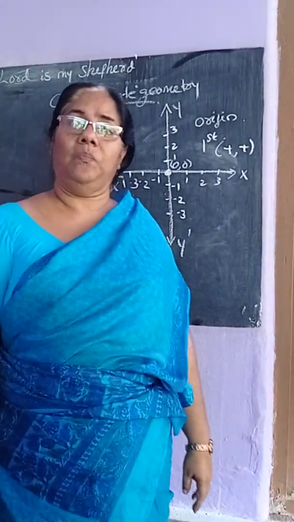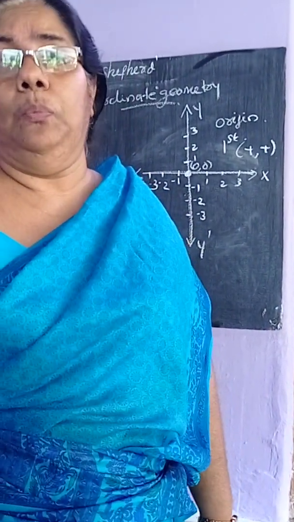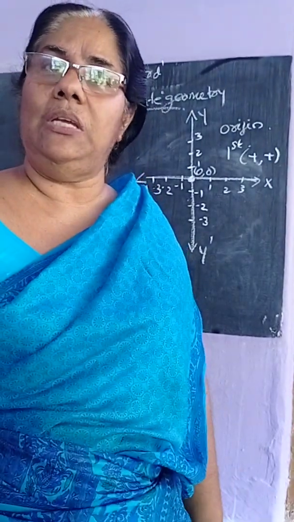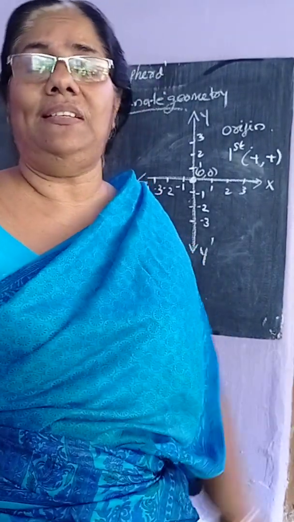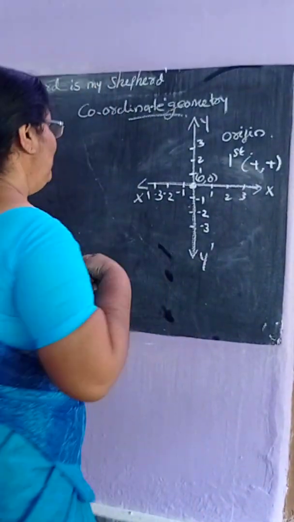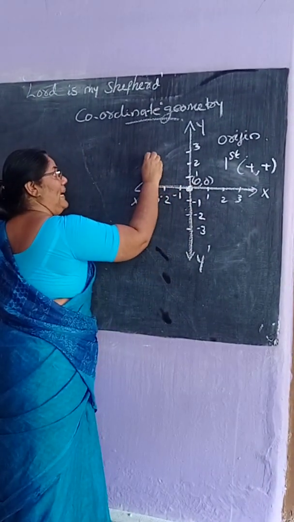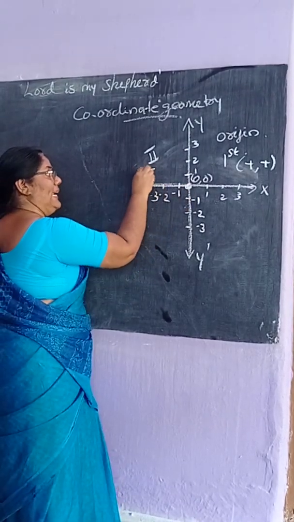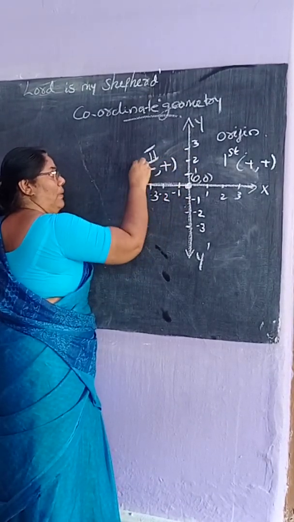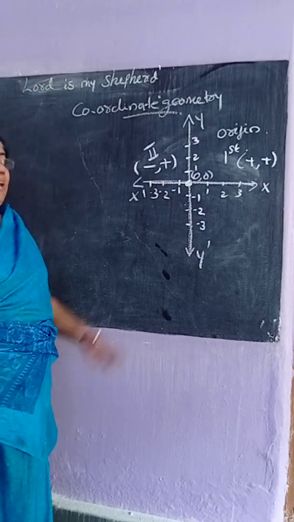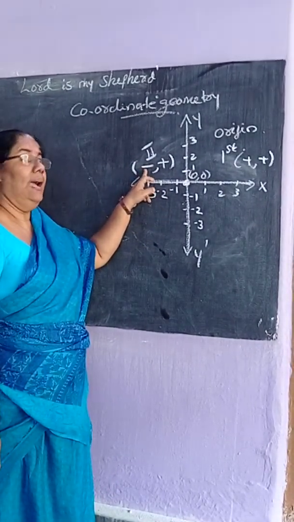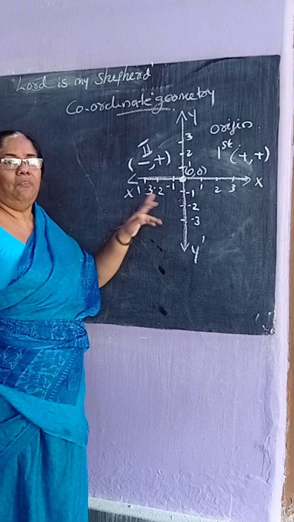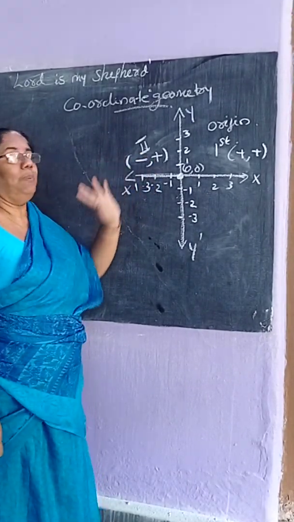Plus, plus. Suppose the question is 3, 2. Where does 3, 2 lie? 3 is positive, 2 is positive. Therefore, 3, 2 lies in the first quadrant. Understand? Now, look here. What about the second quadrant? In the second quadrant, x is negative and y is positive. Therefore, minus plus. You have to write x first and y second, not y first. Therefore, in the second quadrant, minus plus.